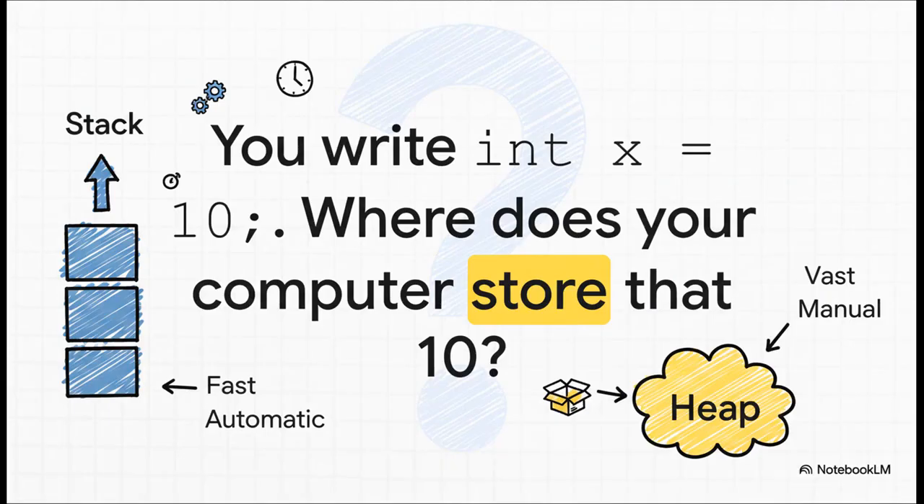I mean, look at this. It seems so simple, right? You write int x equals 10. You declare a variable, you give it a value. But behind the scenes, your computer is making a really critical choice.